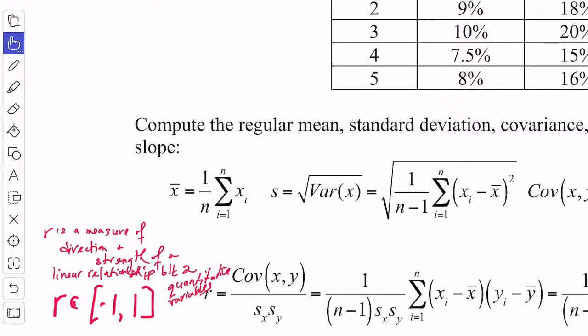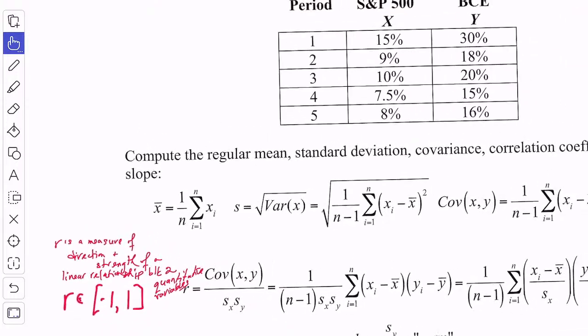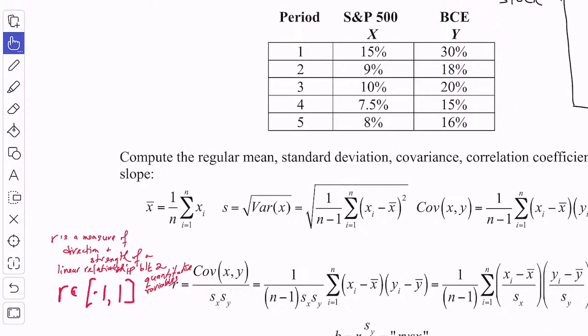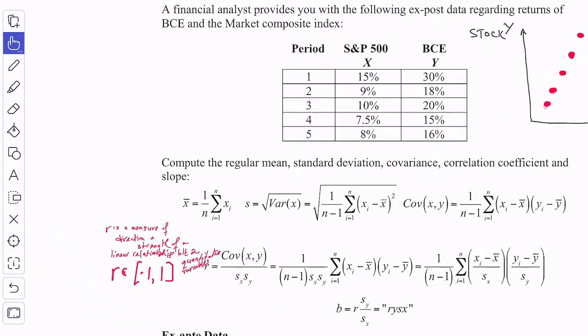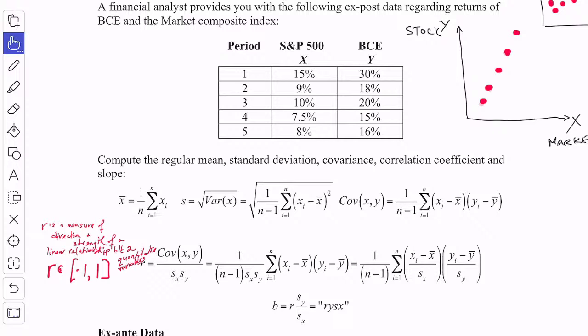So direction is seen in the sign, and the strength, how strong that relationship is, is seen in the magnitude. So it's a stronger linear relationship if it's close to 1 or -1.